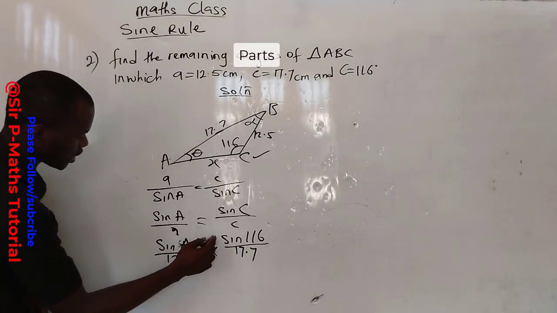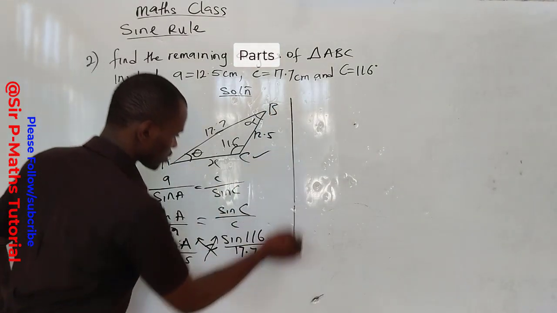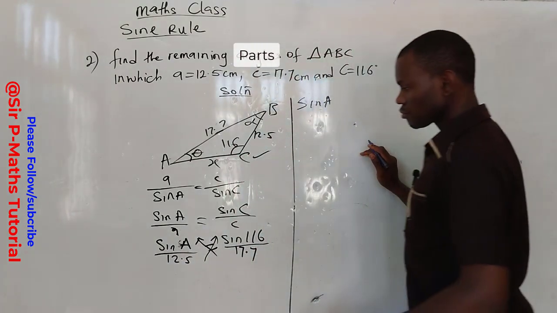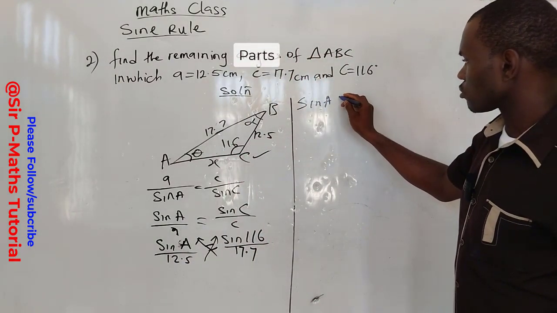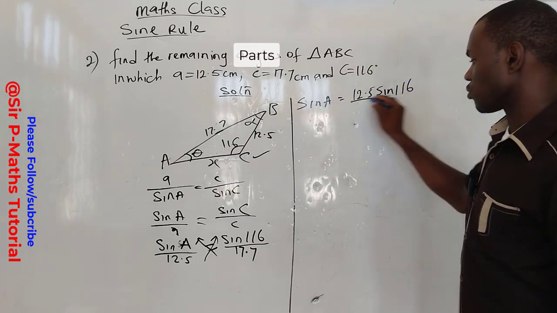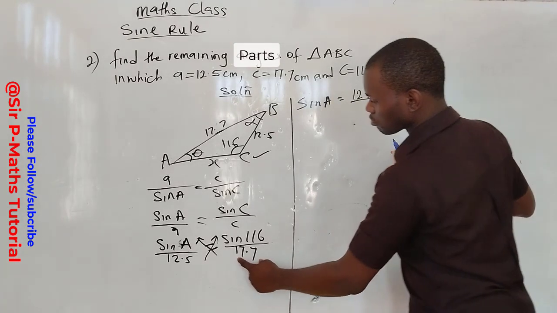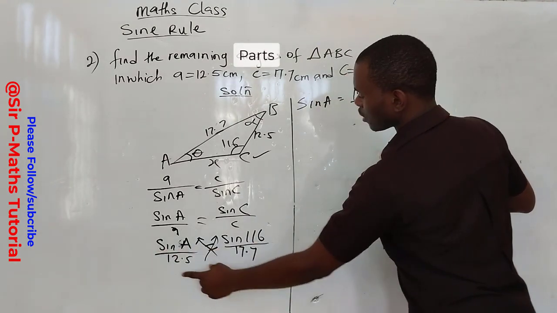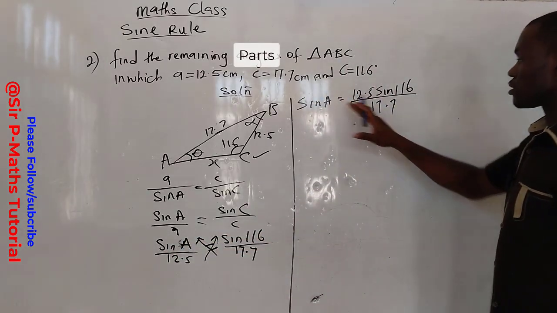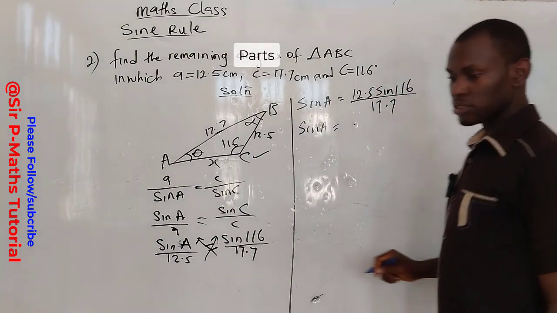Then we cross multiply and divide both sides by the coefficient of sine A. If that happens, then I will have sine A to be equal to 12.5 sine 116 over 17.7. 17.7 multiplied here, and then this multiplied here. Then we are dividing also by the coefficient of this guy. Now we have sine A to be equal to 12.5 sine 116.